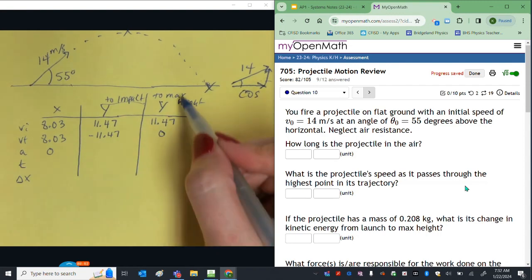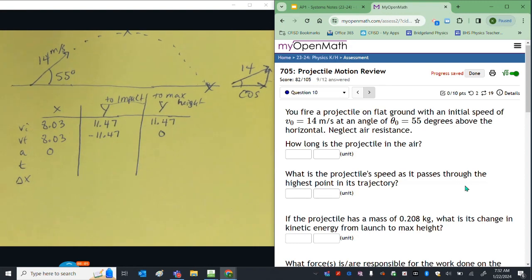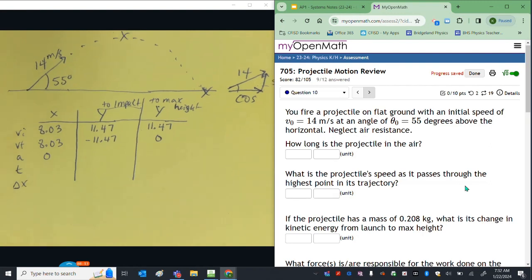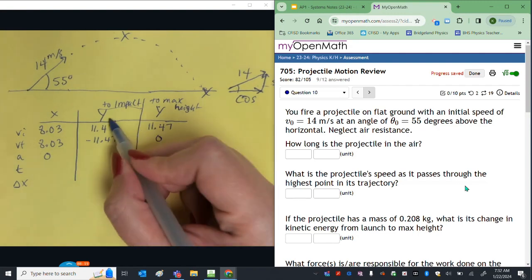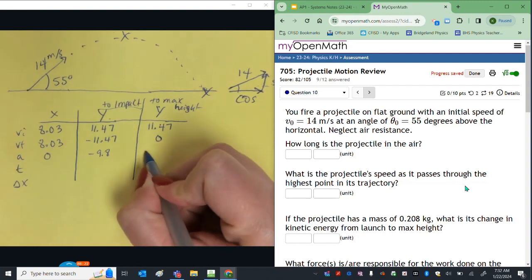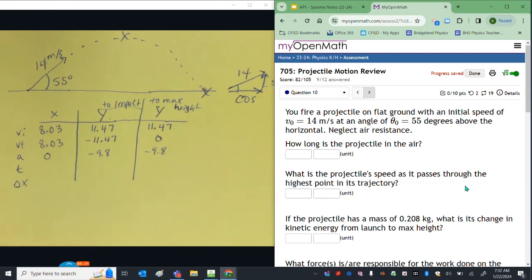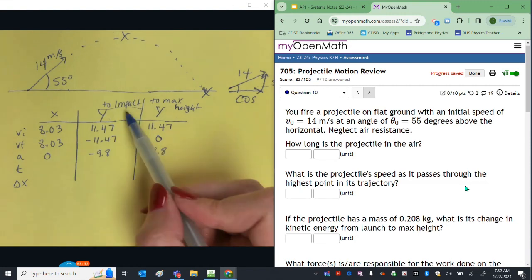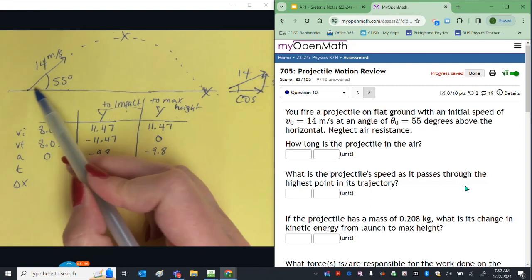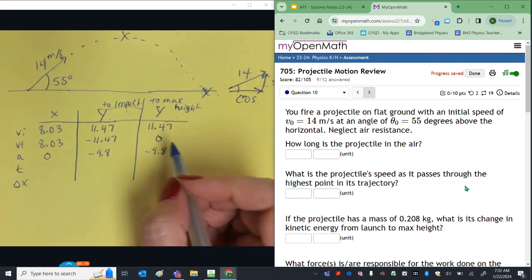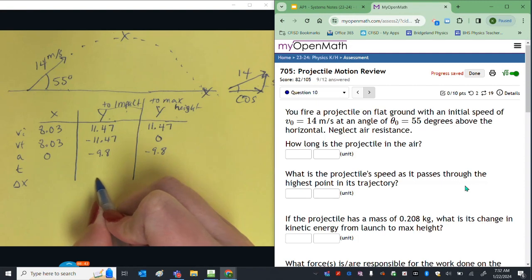Again, we really only need this column if the question is asking us for something about max height, like how high it went, or something like that, the work done as it rises up there. So we may or may not need this column, but I'll go ahead and fill it in so you can see it. Again, vertically, my acceleration is going to be negative 9.8 meters per second squared, and that's going to be the case, whichever we're looking at. So that's the vertical to impact. Vertical displacement, if we launch and land at the same height, then we're going to go ahead and say that it's a displacement of 0.